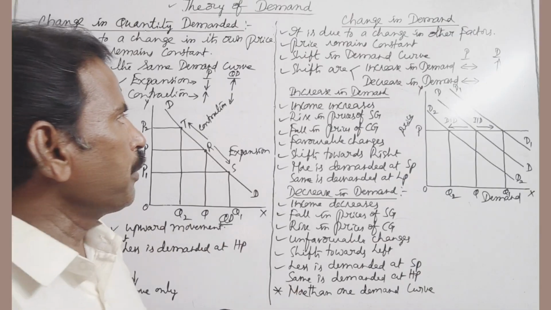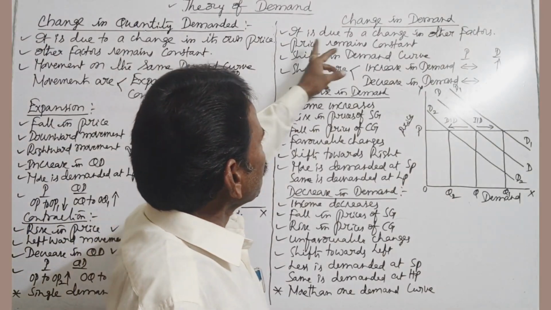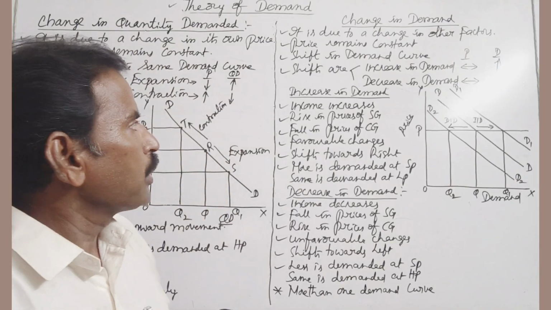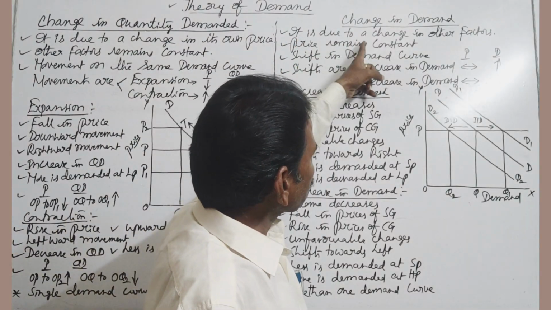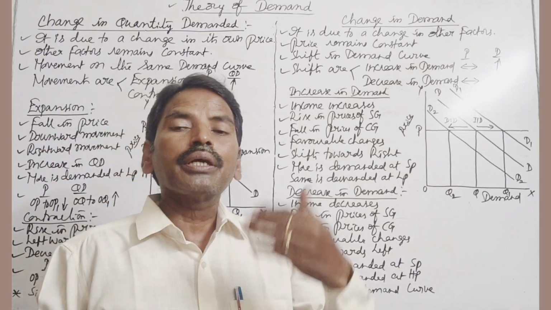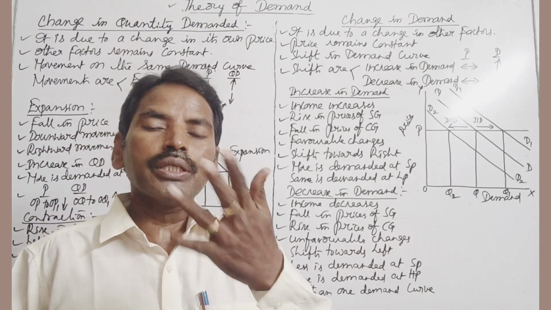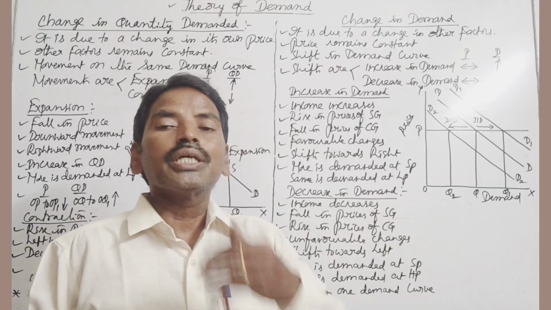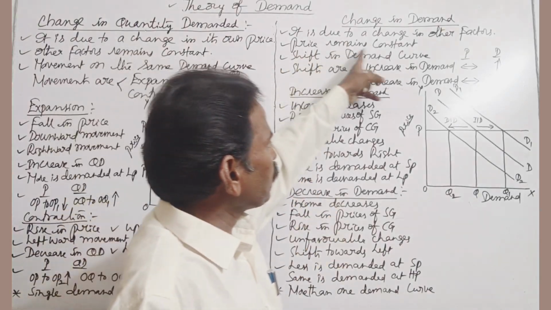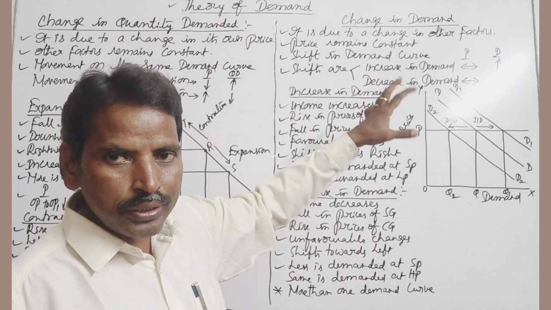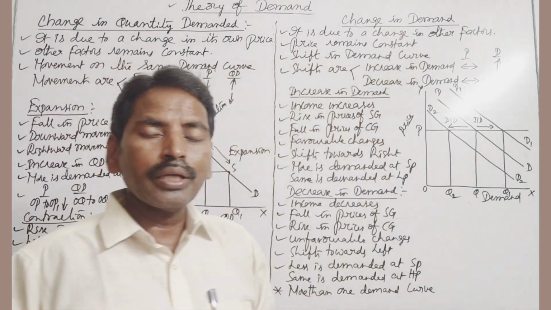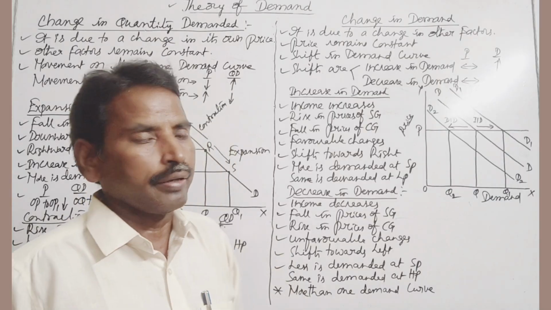Change in demand is due to a change in other factors. Other factors are income of the consumer, prices of related commodities, taste and preference of the consumer, etc. Price remains constant here. There is a shift in the demand curve. The entire demand curve will be shifted.